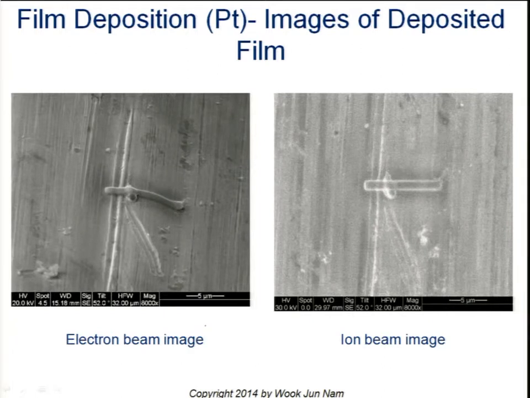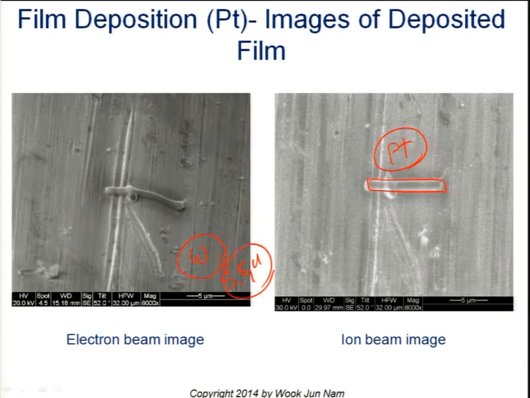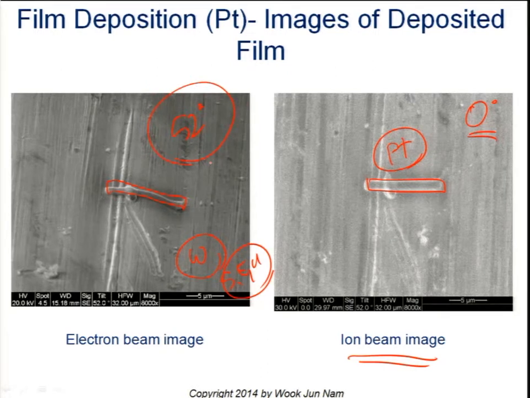So these are the images of the deposited platinum, and this is the tungsten filament hairpin used for the SEM electron emitter. This one is 52-degree tilted, and this one is 0-degree tilted from the ion beam column. That is why it looks a little bit not straight in the 52-degree tilted image out of the electron beam images.